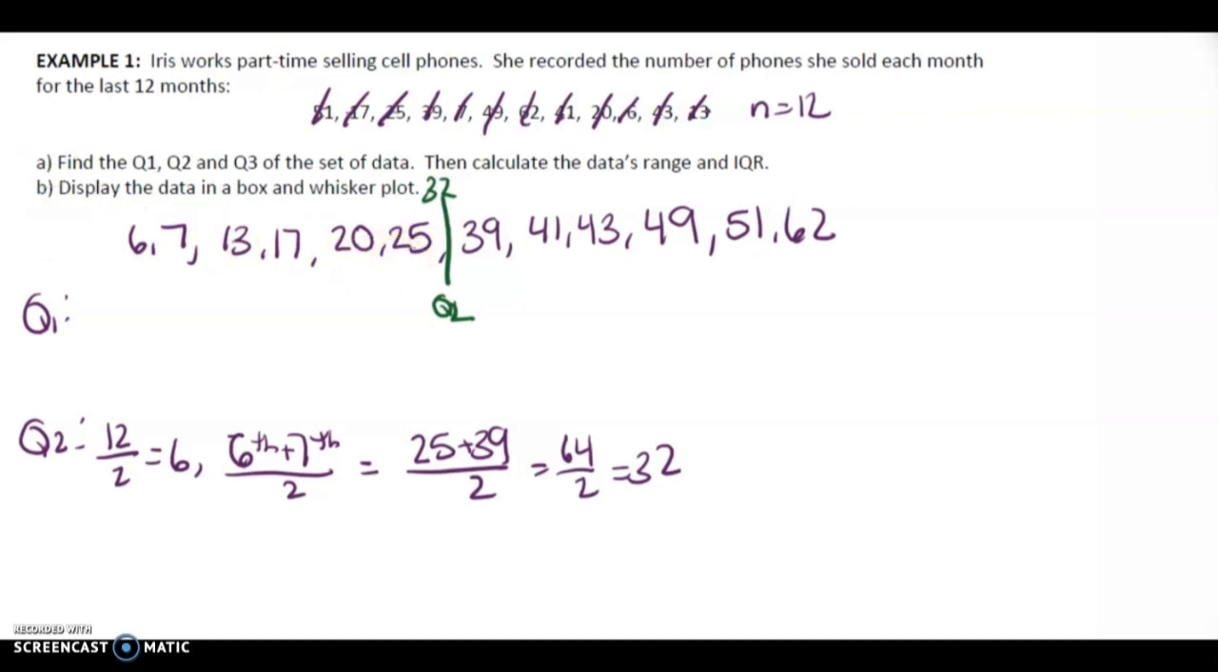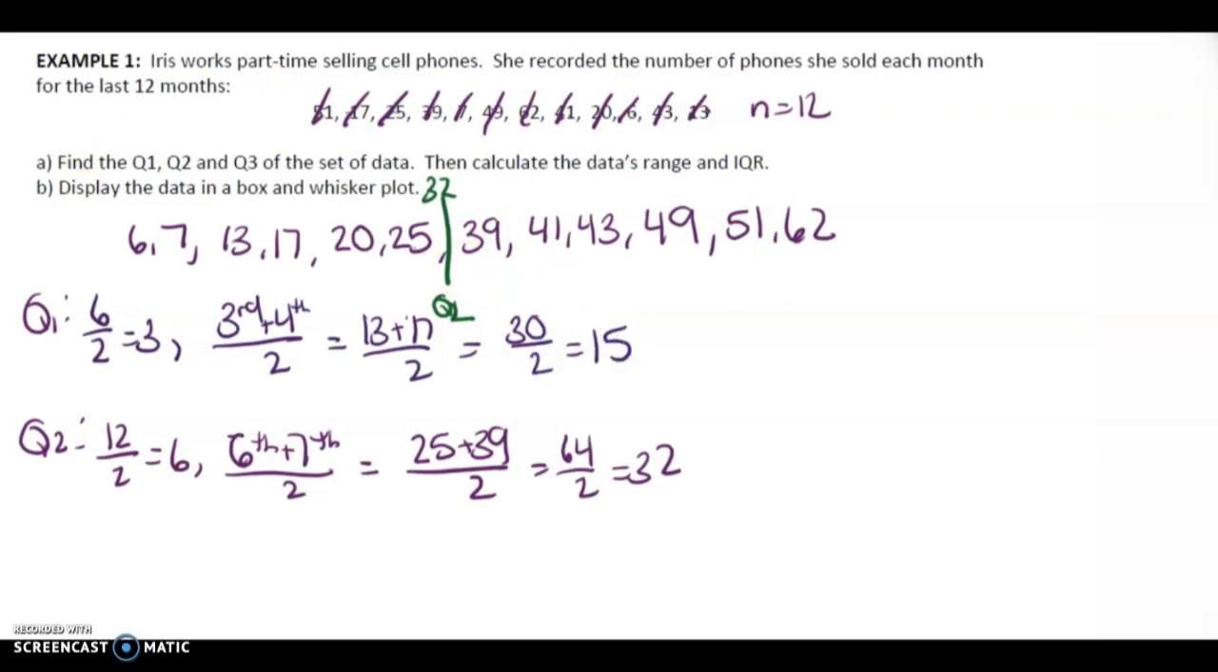Okay, now for Q1, we have 6 numbers below our Q2. So 6 numbers divided by 2 is going to be 3. That means because it's an even number here and we don't have a decimal there, we're going to take our 3rd and our 4th number and we're going to average them out. So 1, 2, 3. So we're going to average out 13 plus 17. So 13 plus 17 is 30, divided by 2 is 15. Okay, so our Q1 is 15.